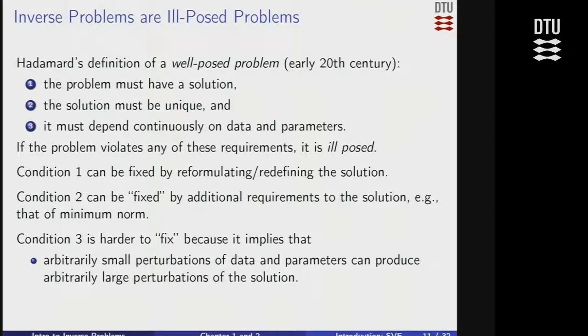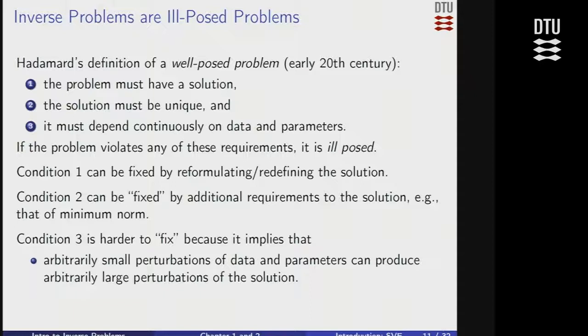So the first condition is that there must be a solution. So if you write out Ax = b, and there's no x such that you can have equality there, statisticians for many years have already fixed that problem. For example, we can compute a least squares solution that minimizes the 2-norm of the residual. So just by redefining the problem, we can very often make sure that there's a well-defined solution.